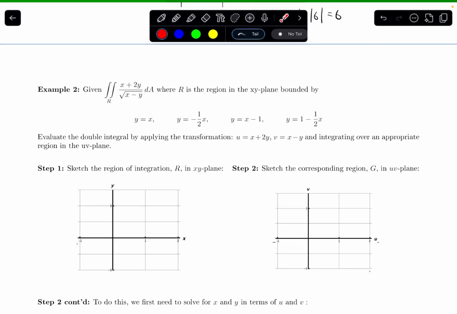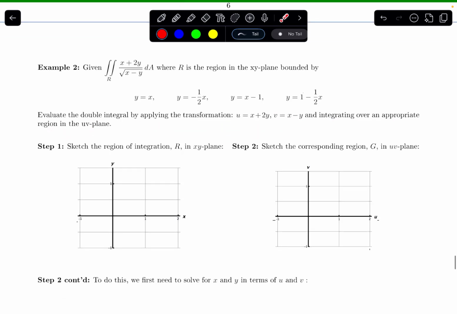Okay, so let's do an example. Let's say that I want to evaluate this double integral, where R is the region in the xy plane that's bounded by these 4 equations. I want to evaluate this by applying the transformation given by these 2 equations and integrating over an appropriate region in the UV plane. So the first step of this is to sketch the region of integration R, the original one, in the xy plane.